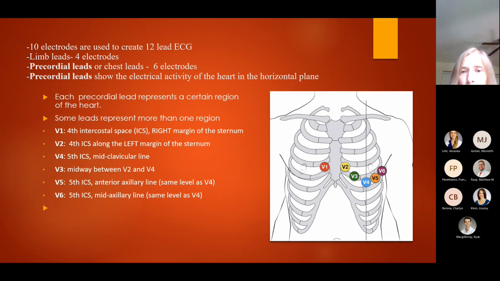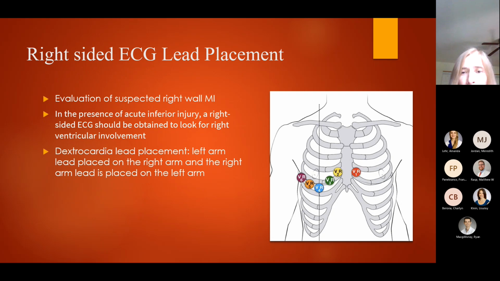We use 10 electrodes to create a 12-lead ECG. We use 4 electrodes for limb leads, and for precordial or chest leads, we use 6 electrodes. I'm not going to mention placement because you all know the placement. I just want to mention the right-sided ECG.